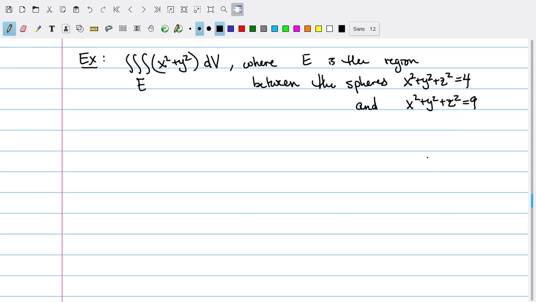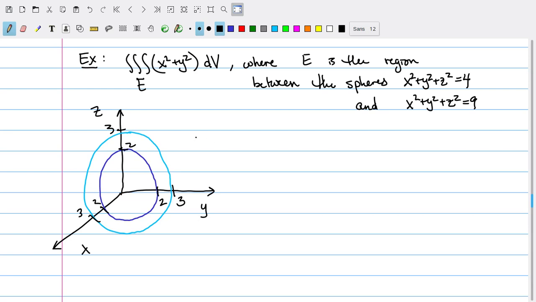As a second example, just getting the mechanics worked out, let's try to figure out the integral over E of x squared plus y squared dV, where E is just the region in between the spheres x squared plus y squared plus z squared equals 4, and x squared plus y squared plus z squared equals 9. And just like all my problems, I want to start by drawing a picture. These are spheres of radius 2 and 3, respectively, both centered on the origin. So I'm trying to describe the region that's between these two spheres.